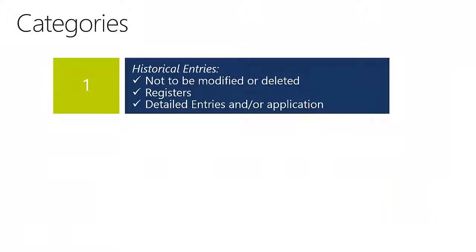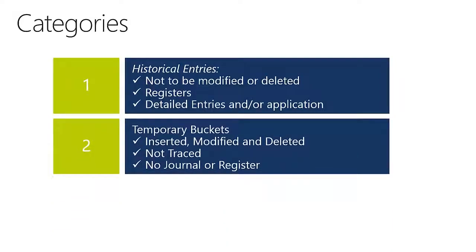First we have the most well-known entries, which are historical entries. They are not to be modified or deleted, for auditability, and they have registers that prove that there are no gaps in the numbering, meaning no entries are deleted. Typically we use detailed entries and application to update the data.